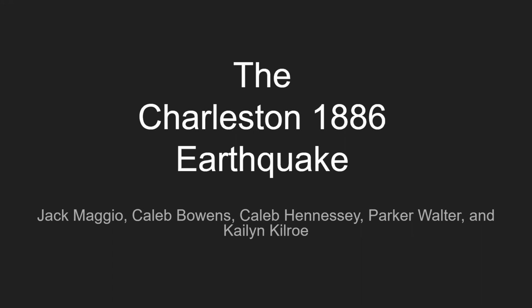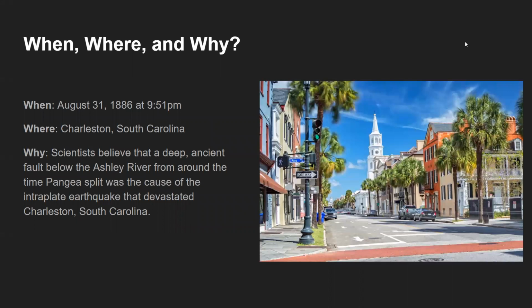And we chose to do our research on the 1886 earthquake in Charleston, South Carolina. For starters, this earthquake occurred in Charleston, South Carolina, which is located along the eastern coast of the United States. The date and time the earthquake struck the city was August 31st, 1886 at roughly 9:51 p.m.